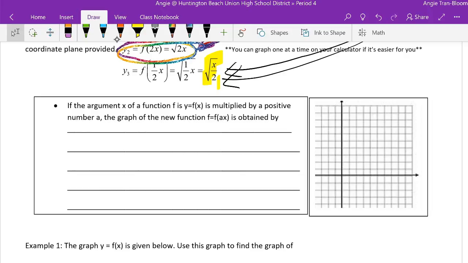Do you guys have like an eyebrow shape off of these curves? Yeah. Okay. Radicals will always be like an eyebrow shape.